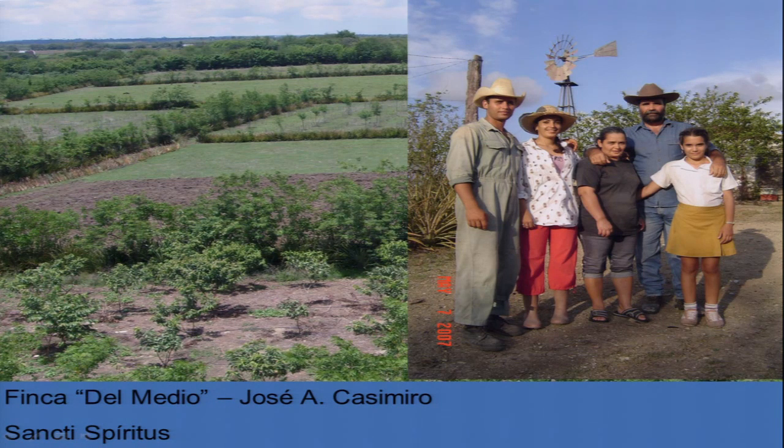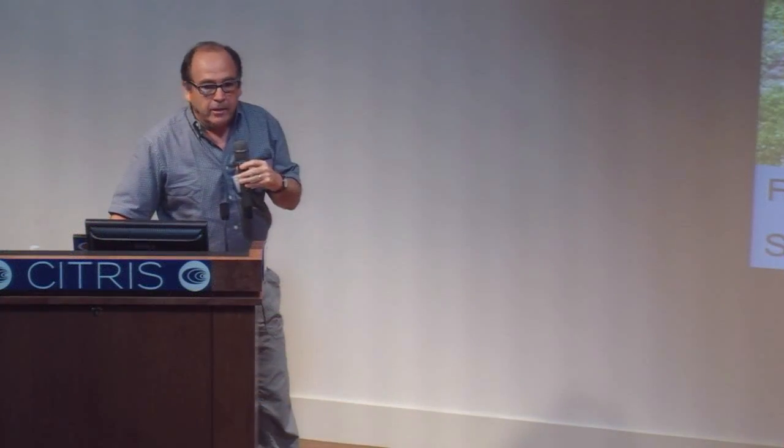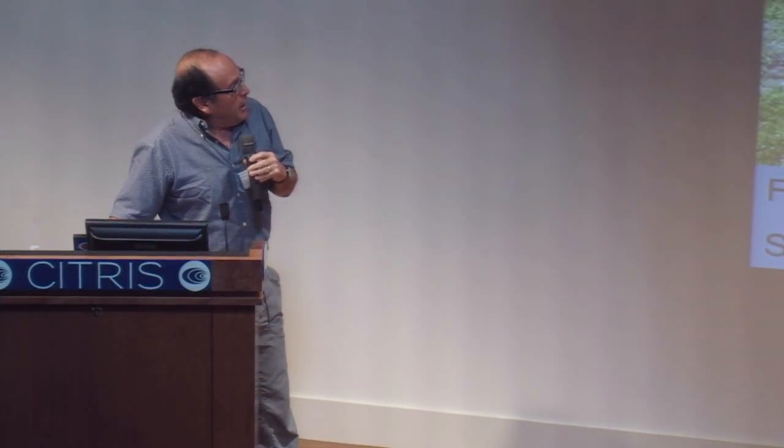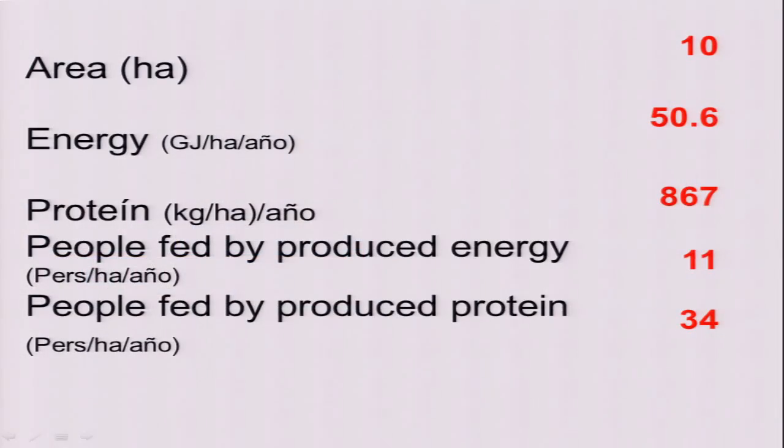This farm has 10 hectares. This farm has many characteristics that we want to imitate in this country and in many, many countries, and not only to feed ourselves, but also to become resilient. I'm going to explain why. First of all, you can see the amount of people that can be fed with the production of protein: on 1 hectare, 34 persons can be fed with protein.